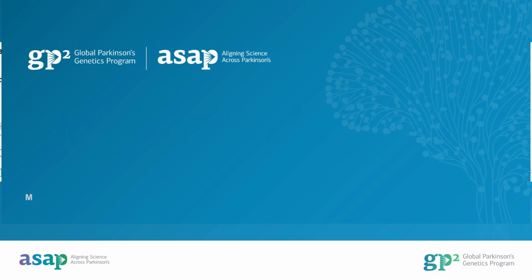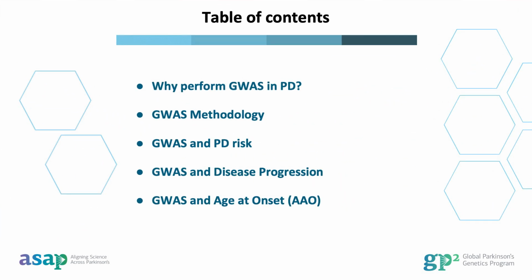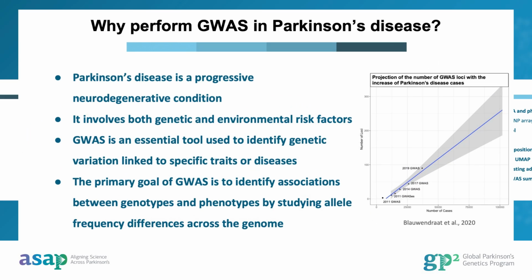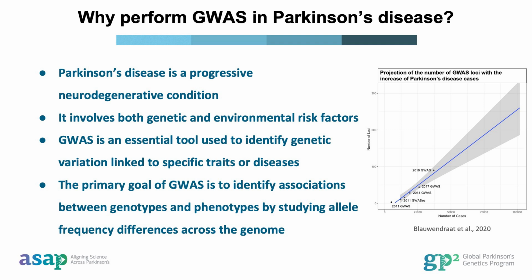During this module, we will briefly discuss what GWAS is and how it is used to identify genetic factors associated with Parkinson's disease risk, age at onset, and progression. While the exact cause of Parkinson's disease is yet to be uncovered, it results from a complex interplay between genetic and environmental factors. Genome-wide association studies, or GWAS, are used to identify genetic regions associated with a phenotype of interest in ancestrally similar, unrelated individuals.